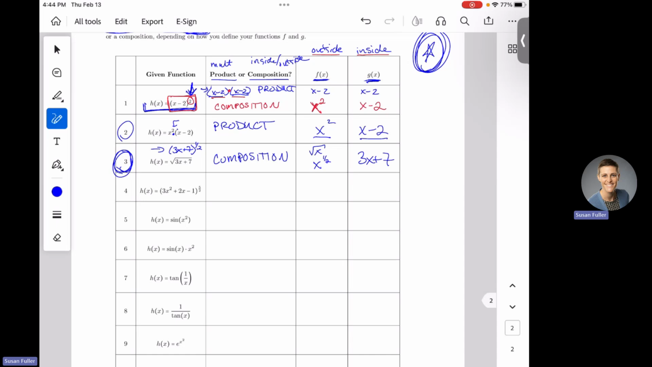So bring that with you on Tuesday. It's really going to help us get our brains in the right mode for the chain rule on Tuesday.